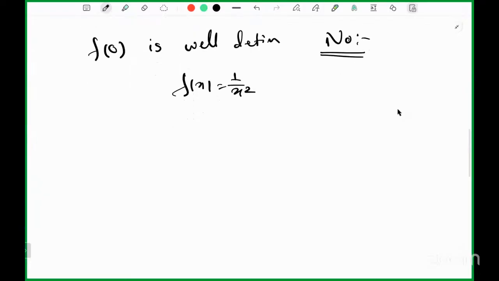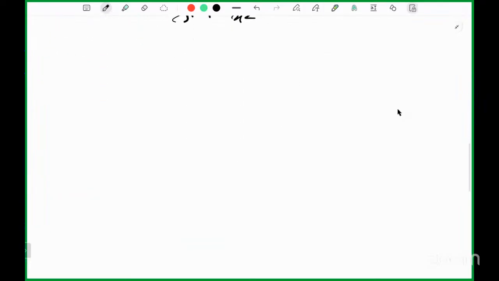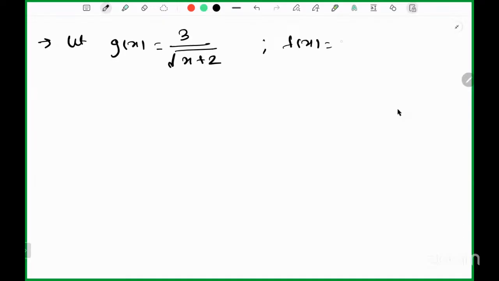Fine. Now let's go to the other options. So option A is incorrect, option B is incorrect. Now what happens if we consider g of x to be option number C? So let us assume that g of x is equal to 3 upon the square root of x plus 2, and f of x is given to be 1 by x square. Now in this case we have to figure out the domain of f composition g.